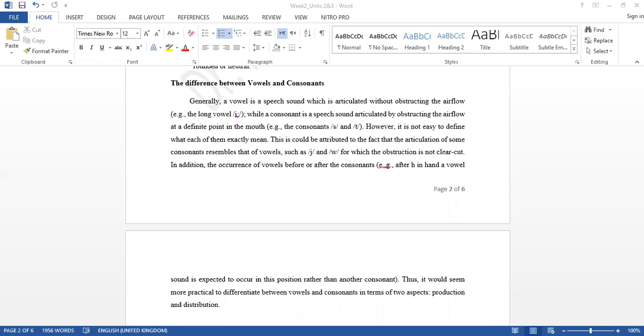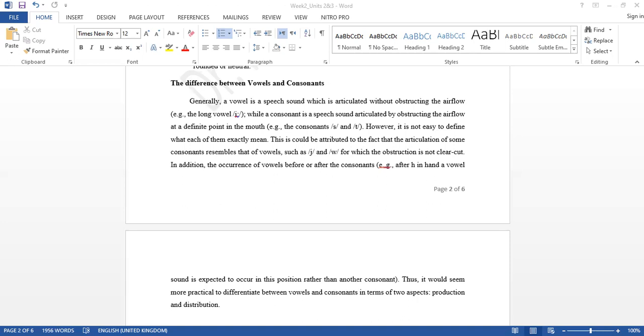We hear the terms vowels and consonants. But what is the difference between these two terms? Now, simply and generally, if we try to define a vowel sound, it is a speech sound which is articulated, or you can say it is made, by forming no obstruction to the flow of air. So it is a speech sound which is articulated without obstructing the flow of air in the mouth. This is a vowel sound.